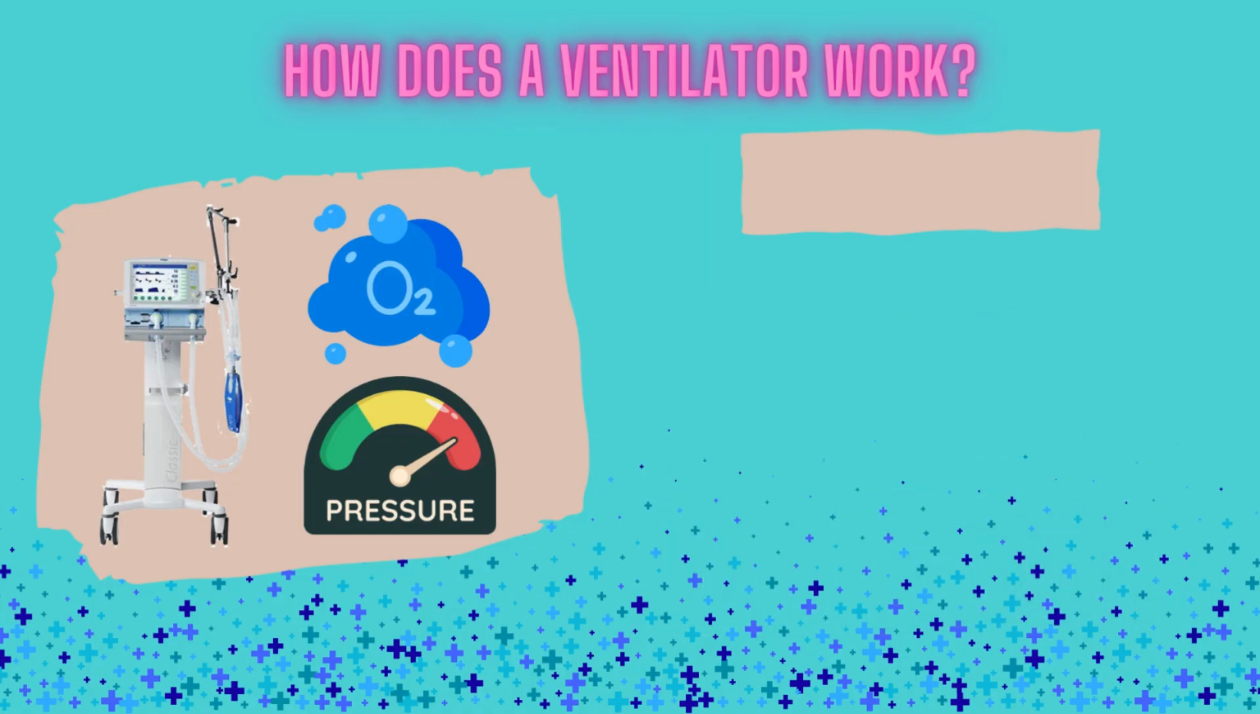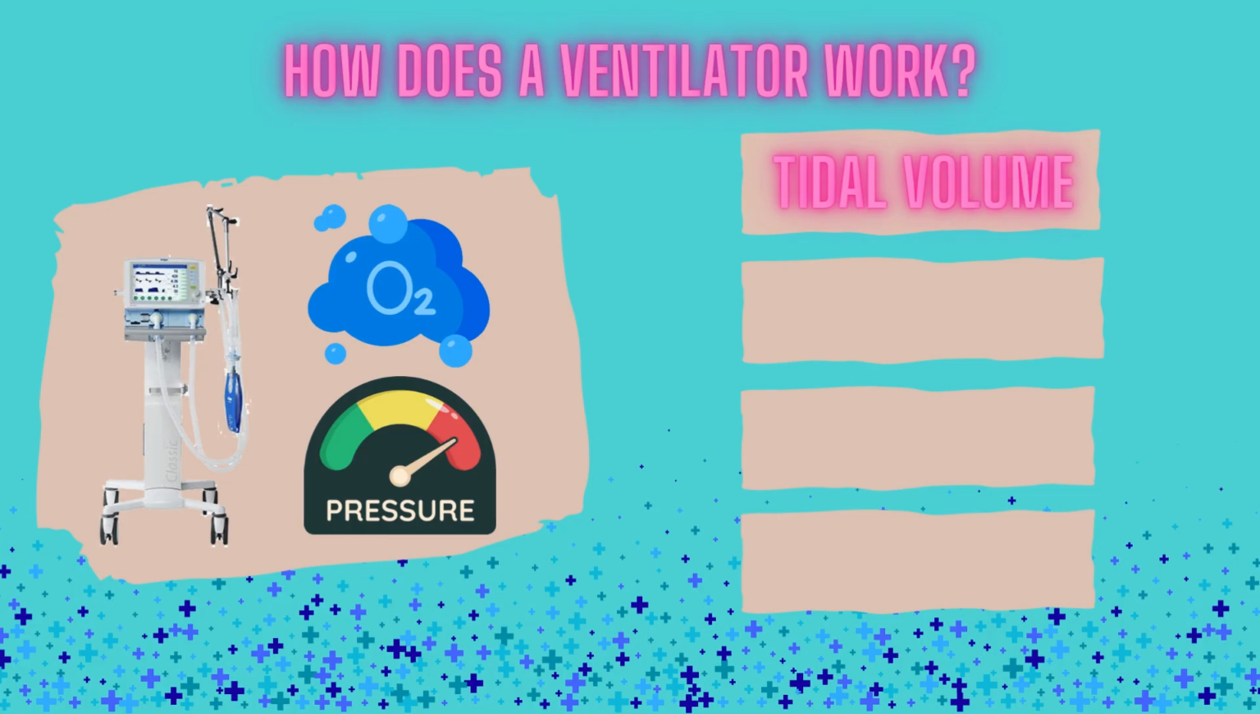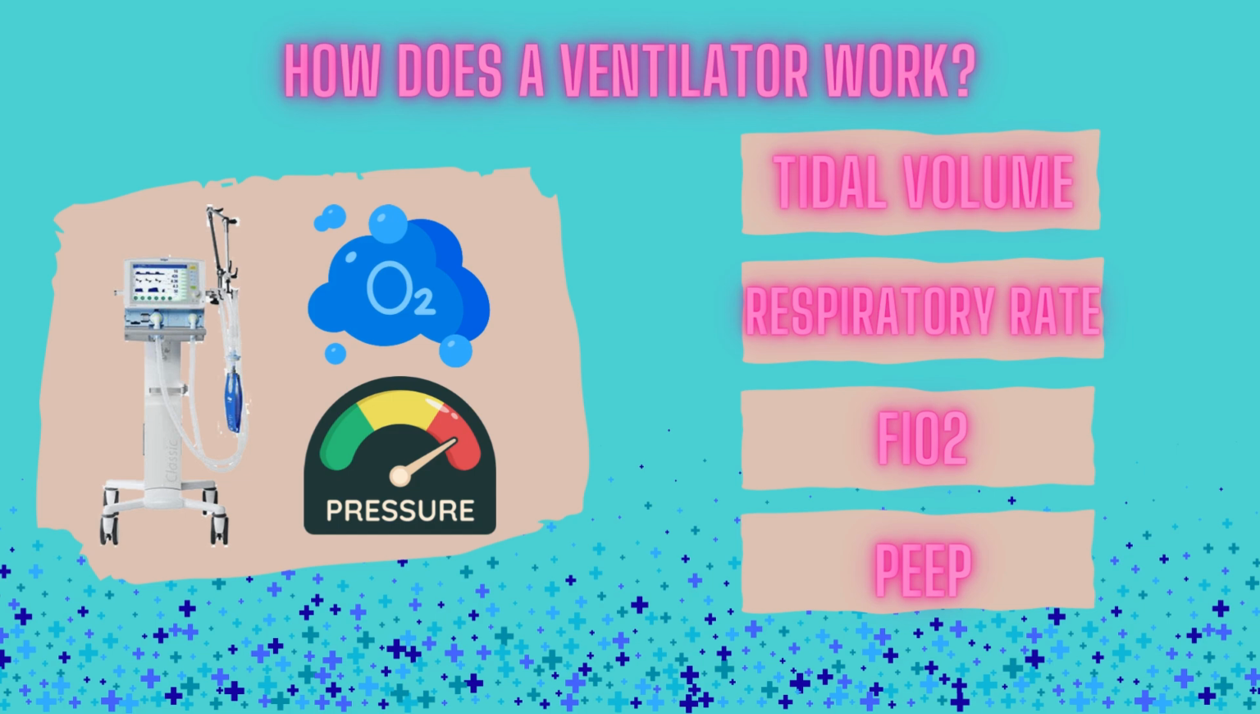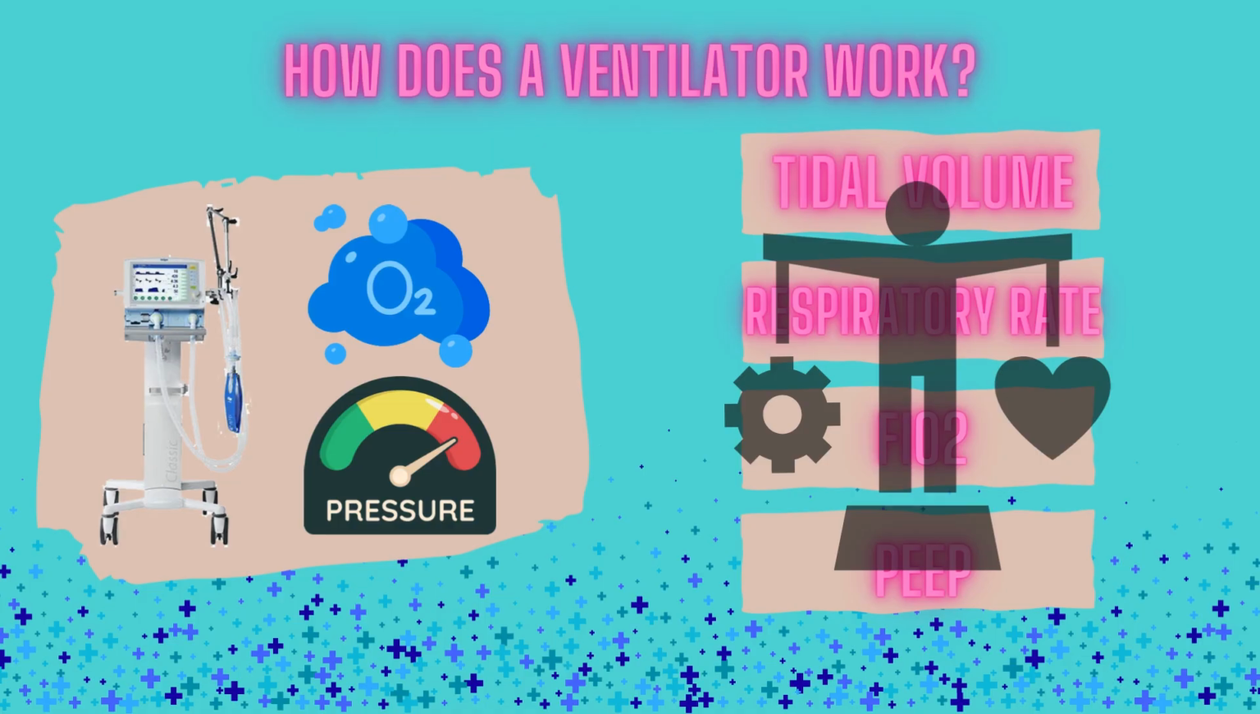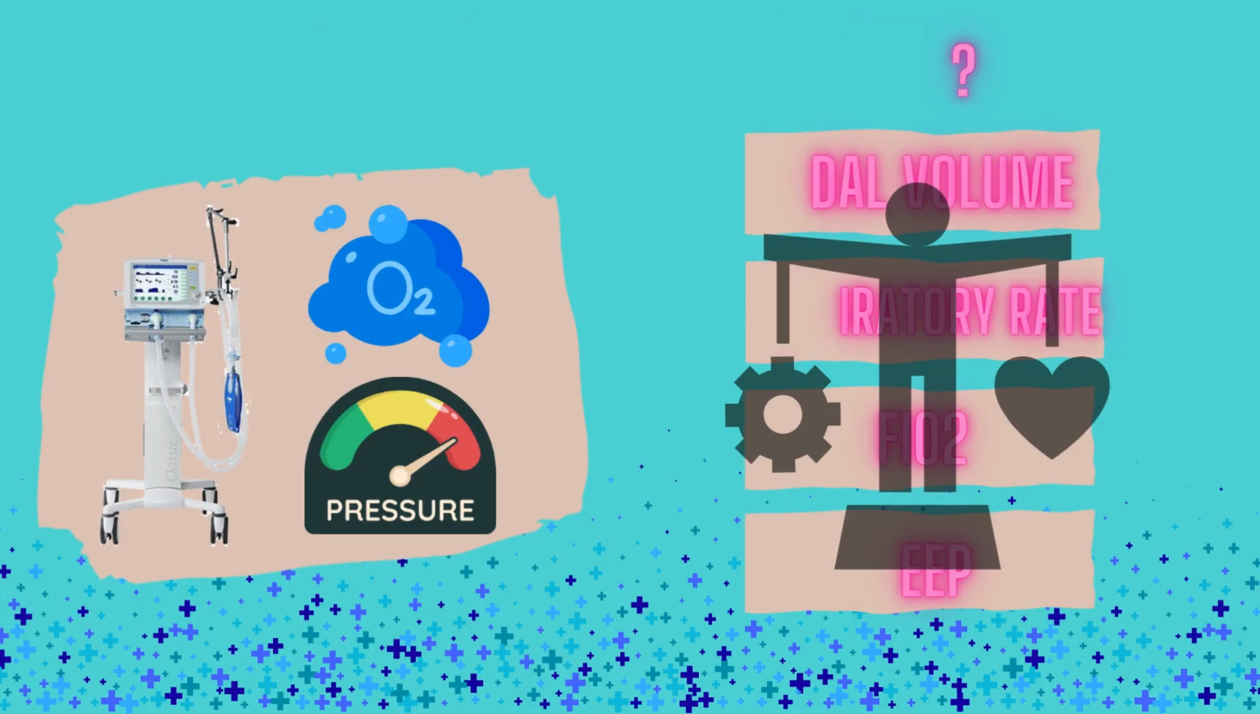Settings that are frequently adjusted include tidal volume, which is the amount of air delivered per breath, respiratory rate, how many breaths per minute, FiO2, which is the fraction of inspired oxygen, and PEEP, which is positive end expiratory pressure, which prevents the alveoli from collapsing at the end of exhalation. These parameters are carefully balanced to optimize oxygen delivery while minimizing harm.